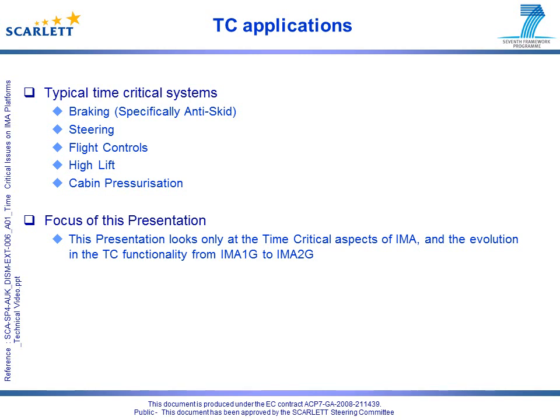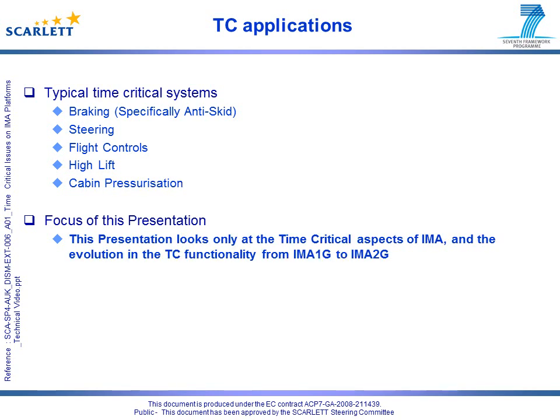Systems requiring fast time critical functions include braking, specifically the anti-skid function, steering, nose wheel, primary flight controls, high lift, slats and flaps, and cabin pressurization. It is not the purpose of Scarlett to demonstrate all TC functions. It should be noted that this presentation is focused on the time-critical aspects and therefore does not dwell on the scalability and reconfigurability topics within Scarlett.